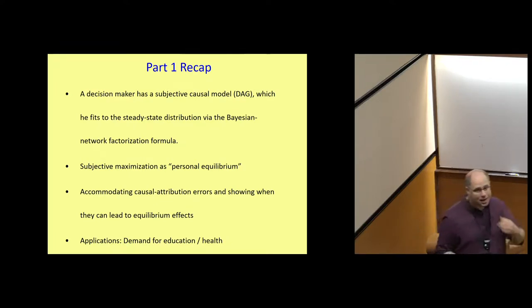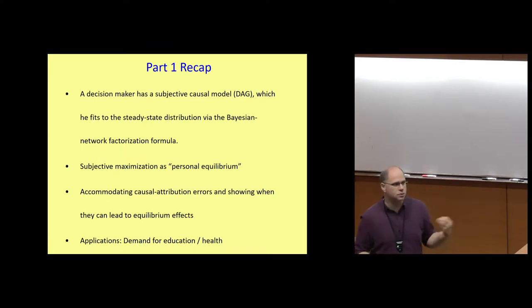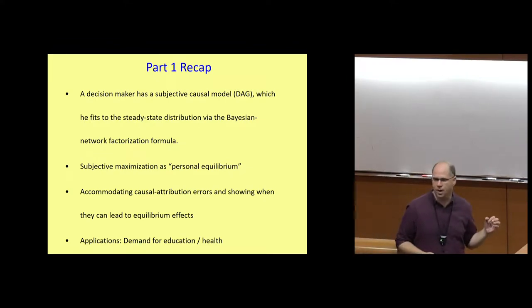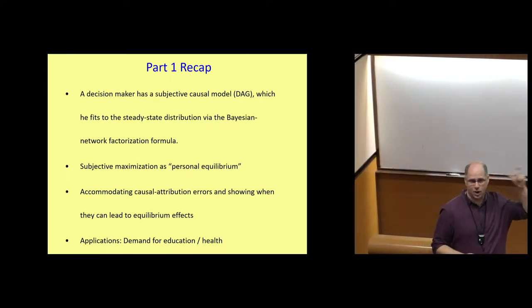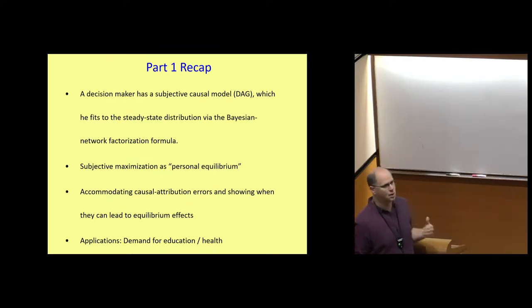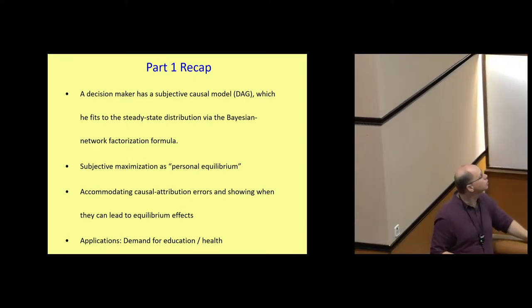We saw that in this case, even when you're trying to define subjective maximization with respect to such a belief, it's not necessarily well defined because of equilibrium effects. It could be that your own long-run frequencies over actions affect that subjective probability, and that suggests that we need to define individual maximization as an equilibrium object. And so I use the term personal equilibrium to describe such an equilibrium.